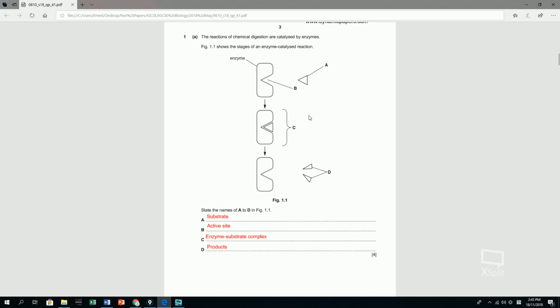So the first question here is just purely about enzymes. Very simple, just getting you to label each of these here. A is of course the substrate, which enters the active site, which has a complementary shape to the substrate, and when they combine you get the enzyme substrate complex, which eventually forms the products D from the substrate.